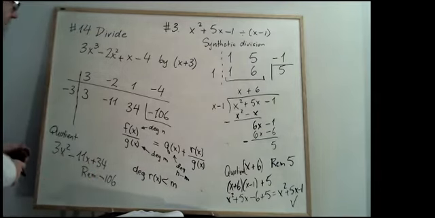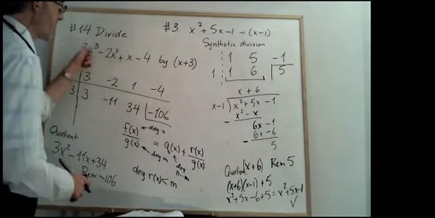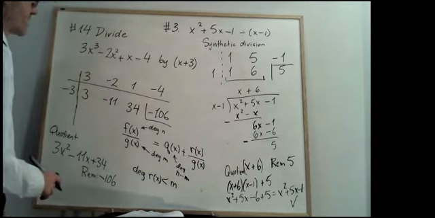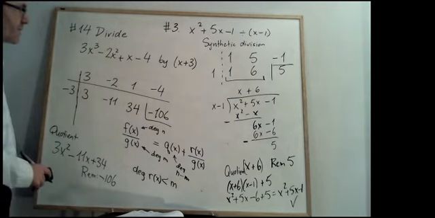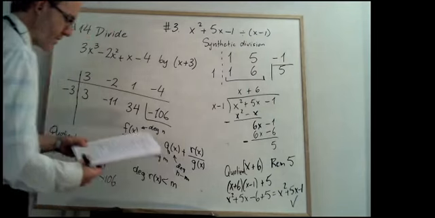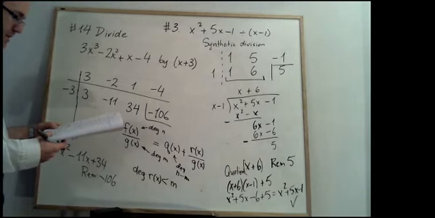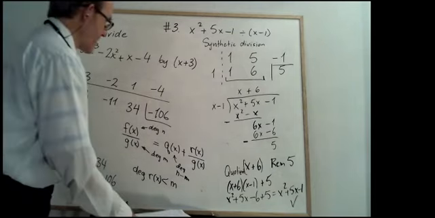And we could always check that out by multiplying it out backwards and seeing if you get back the original dividend, the original number, the original numerator. It's not a number, it's a polynomial here. All right.